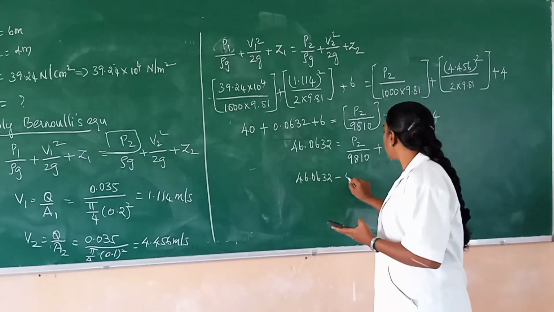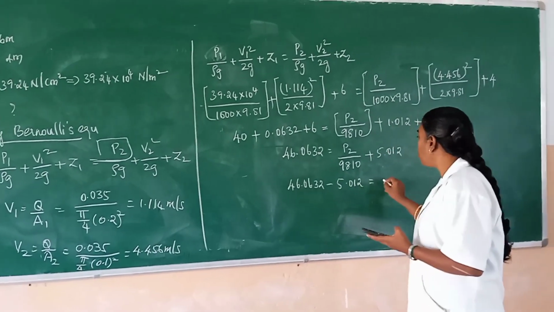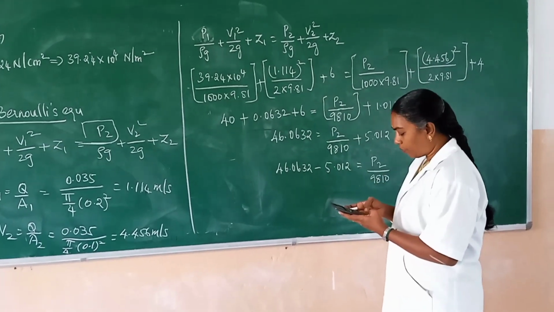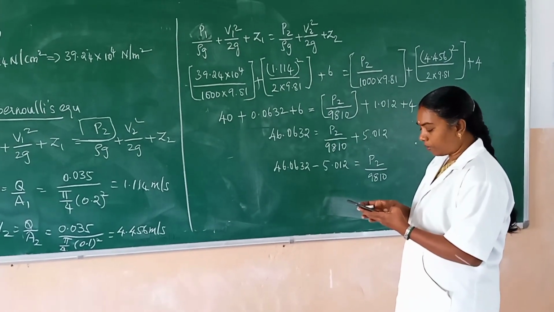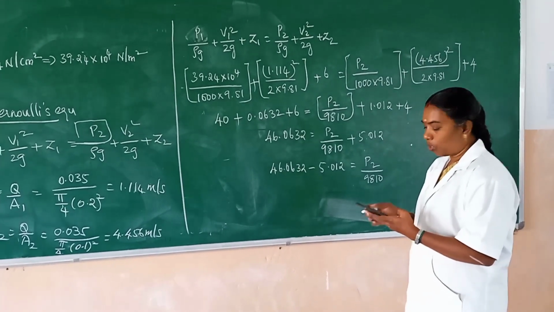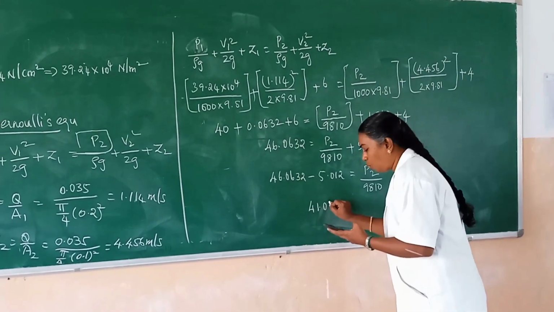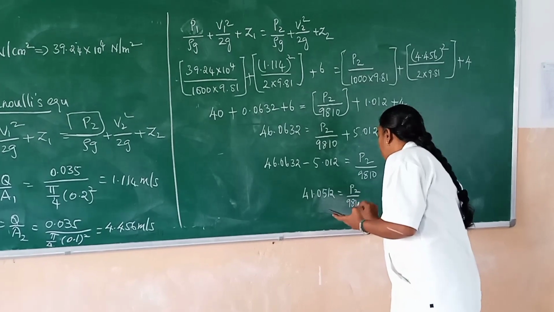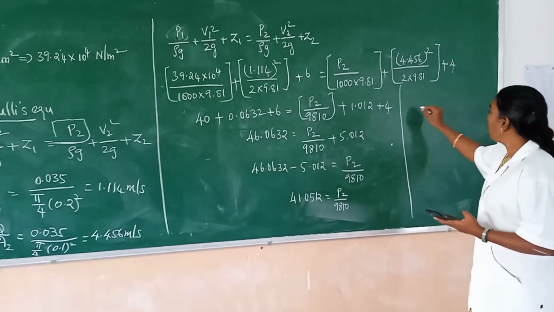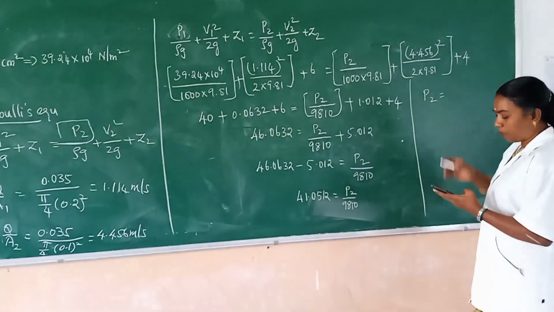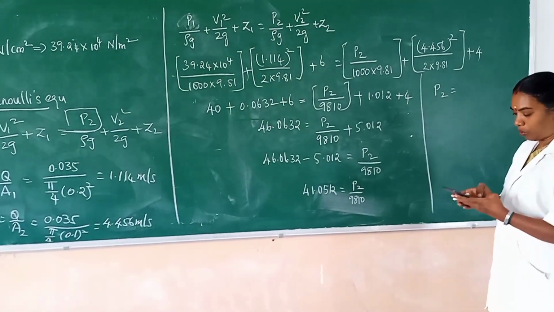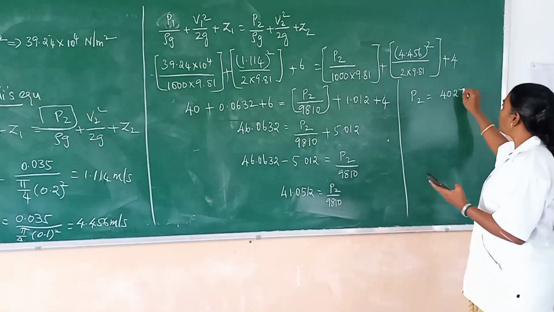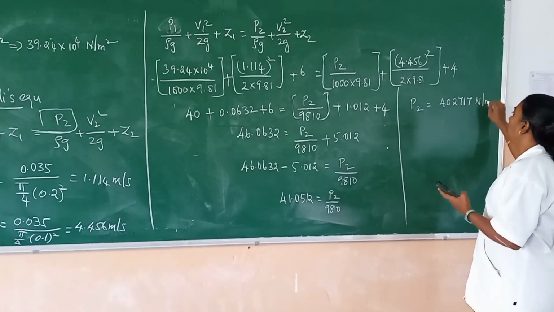46.0632 minus 5.013 is equal to P2 by 9810. So you get minus 5.012. 41.0512 is equal to P2 by 9810. P2 is equal to 41.0512 into 9810. You get 402.712 Newton per meter square.